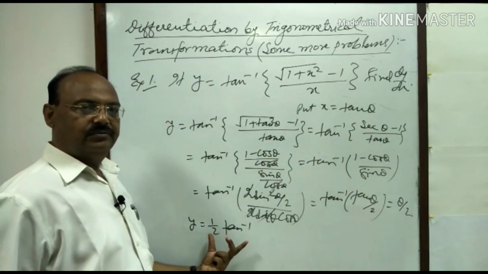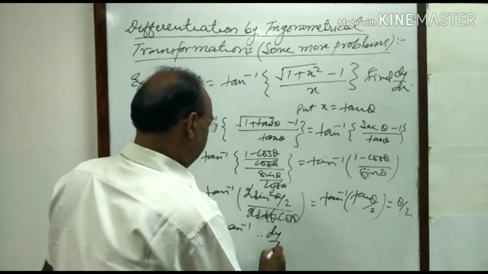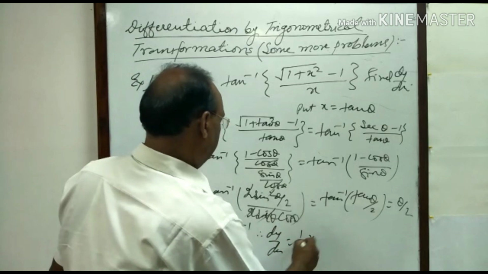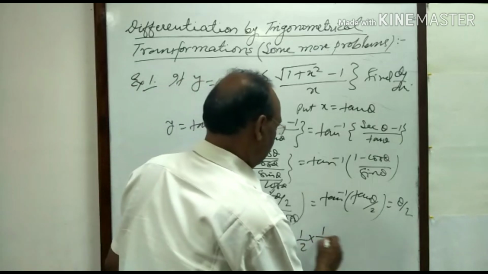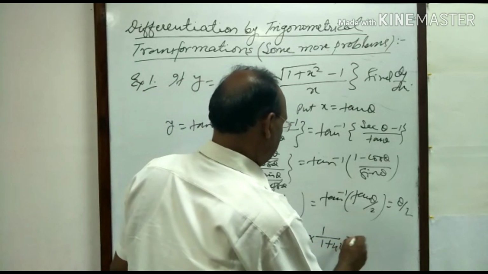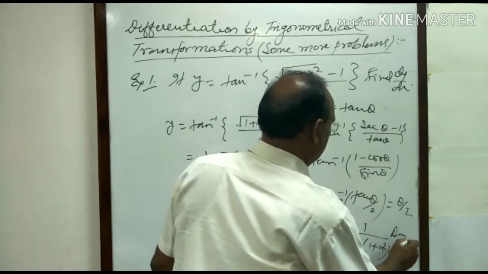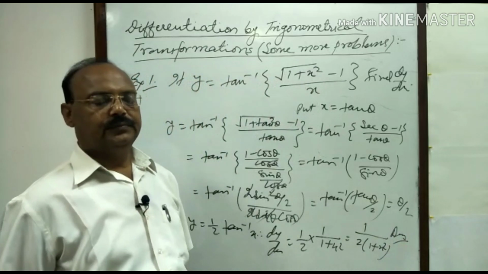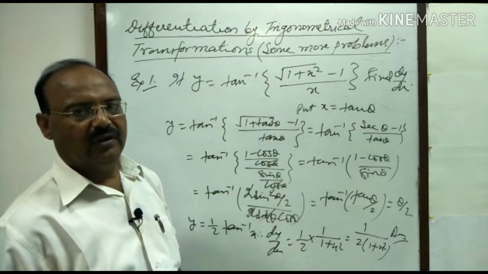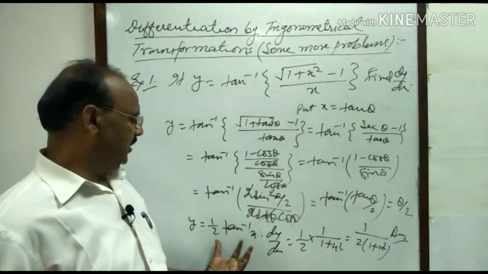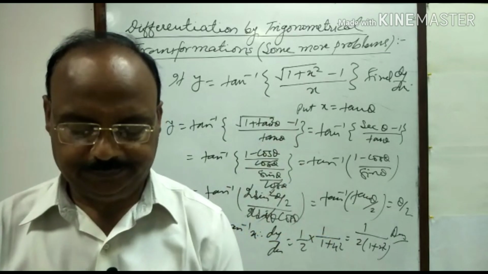So this is equal to half tan inverse x. Now we can get the value of derivative of y with respect to x very easily. So therefore dy by dx is equal to half, and you know the derivative of tan inverse x is 1 by 1 plus x square. So the answer is 1 by 2 into 1 plus x square. This is the answer. So we have to see that sometimes we need some proper substitution in trigonometrical form to reduce it in a simpler form to get its derivative. Now let us see the next question.